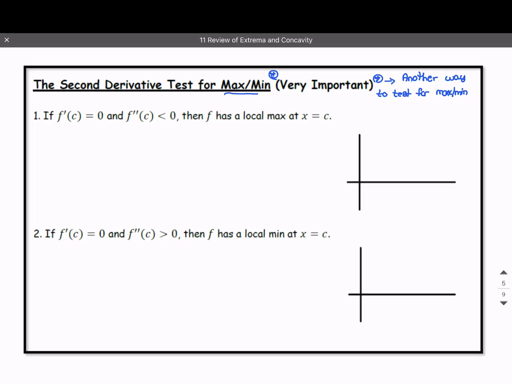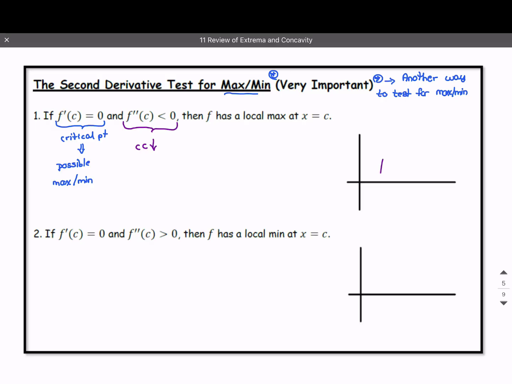So, if we know that the derivative of f at an x value c is 0, we know we have a critical point, which means we have a possible max or min. But we do have a horizontal tangent line. But if I put that together with the fact that our second derivative is less than 0, if our second derivative is negative, that means that our function is concave down.